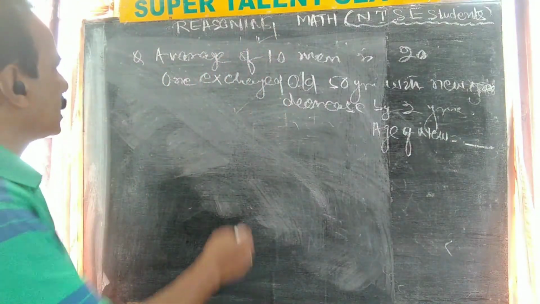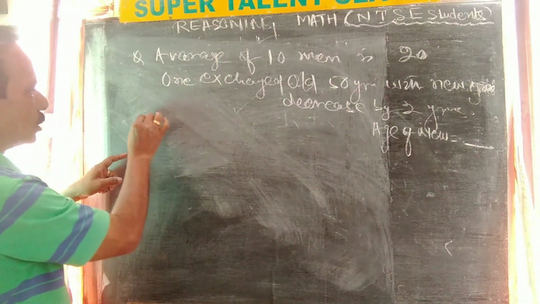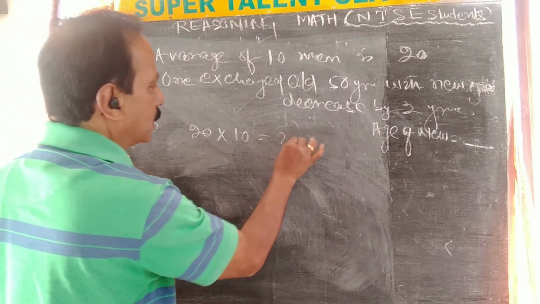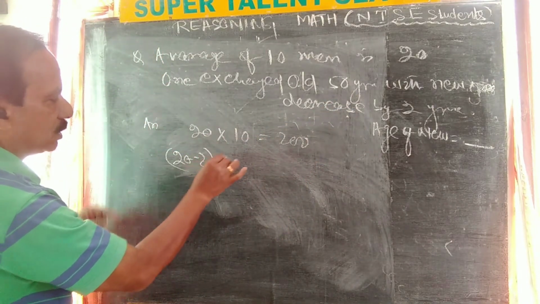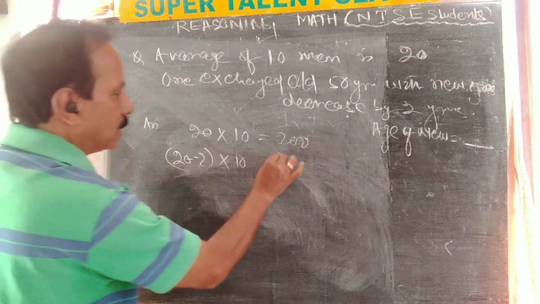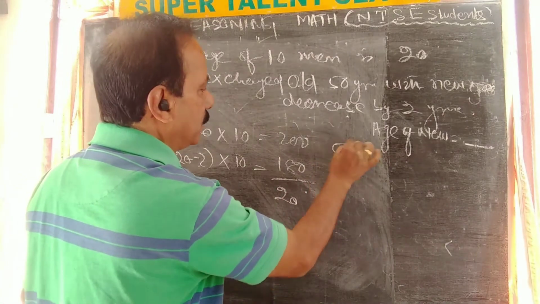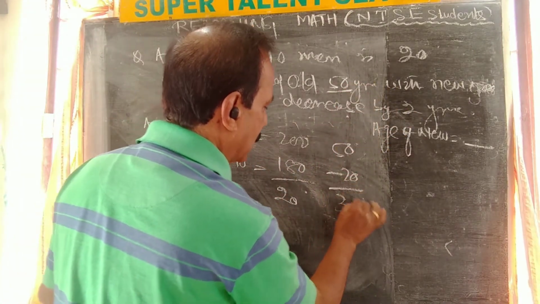What to do with this? Look, average of 10. So you have to find out the total, the school method. How much is it? 20 into 10, 200. Then 2 less, 20 minus 2, that is 18 into 10, 180. Then it is less by 20. So it was 50. So the old one is 50 less 20, the answer will be 30.